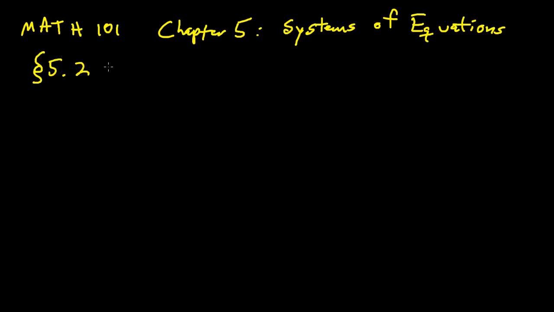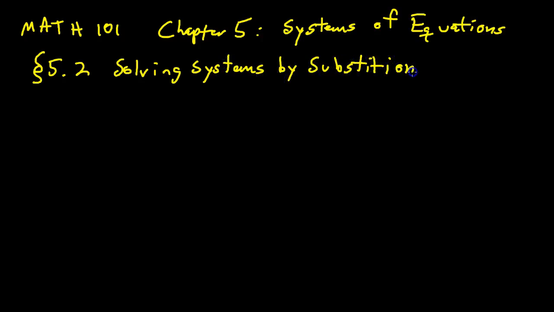And 5.2 talks about solving systems by substitution. Two main methods we'll deal with in this chapter: substitution and the addition method. We'll talk about the addition method later. Today we're going to talk about the substitution method. Substitution. Okay, let's look at example 1.